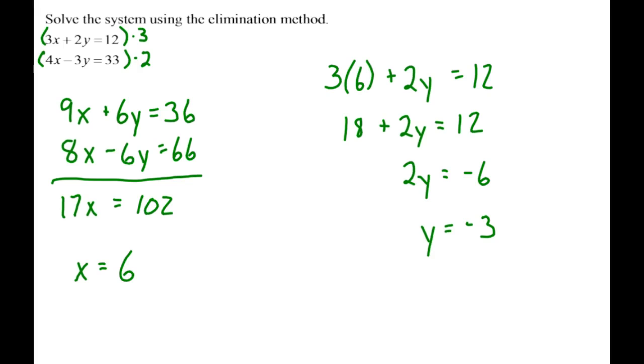I chose to use the first equation. You could have used the second equation. So I have 3 times 6 plus 2y equal to 12. So I get 18 plus 2y equals 12. To get y by itself, first I have to subtract 18 to the other side. We get 2y equals negative 6. Thus divide by 2, and we get y equals negative 3. So the solution to this system would be the xy ordered pair, (6, -3).